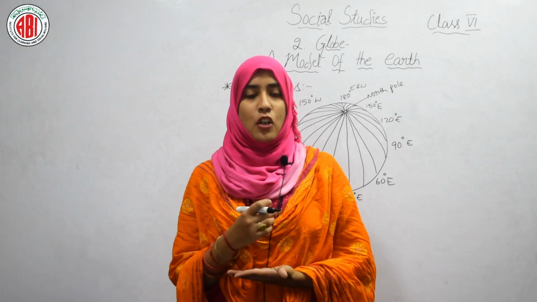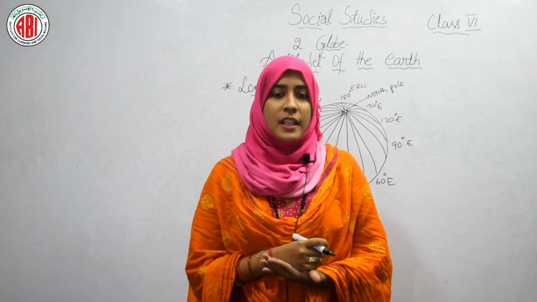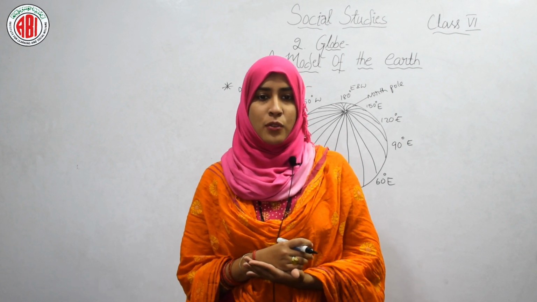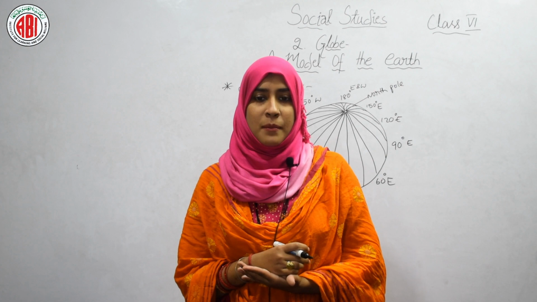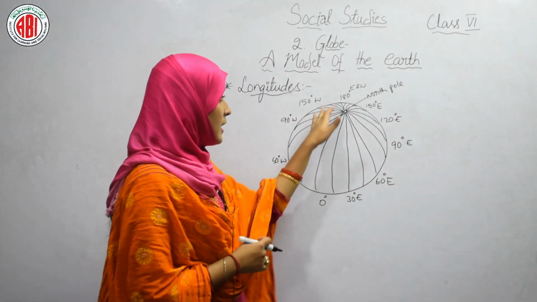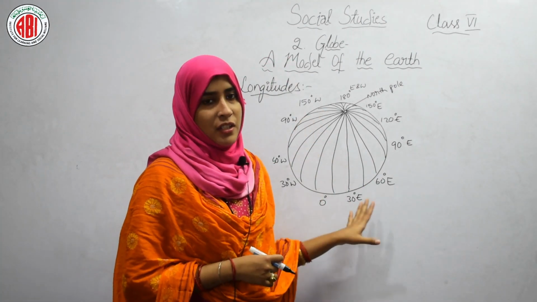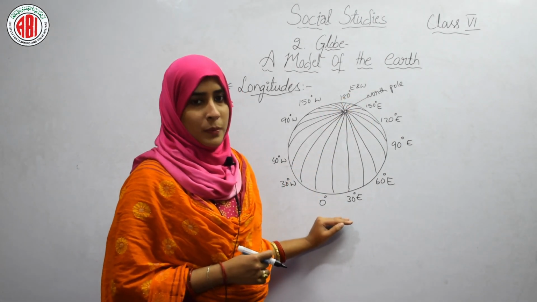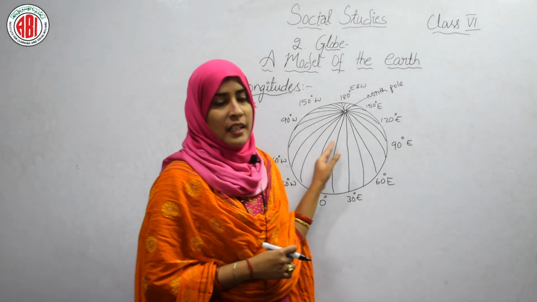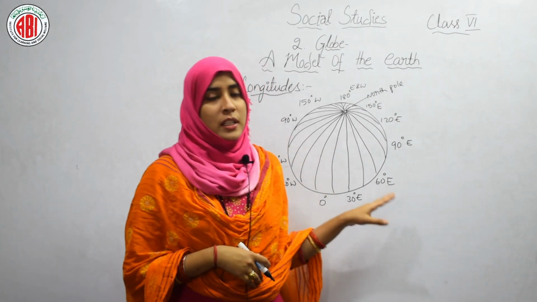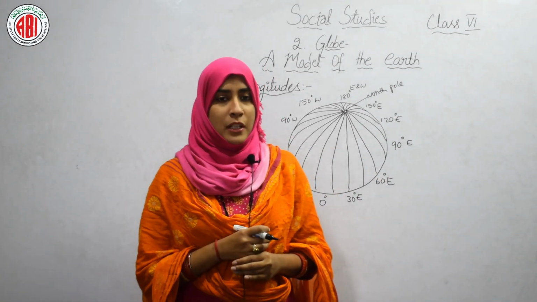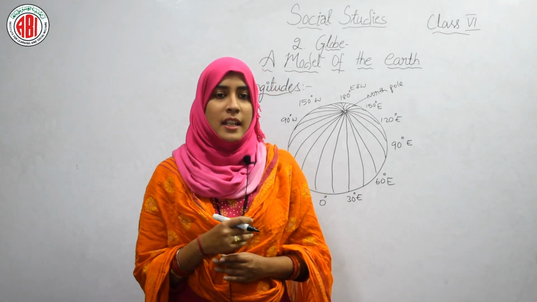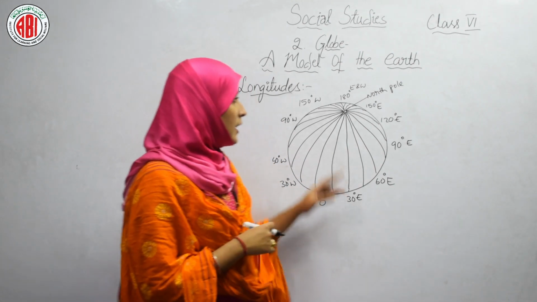Let's discuss the longitudes of the earth. These imaginary lines run from one pole to the other. Unlike the latitudes, these lines are of the same length. So these are the imaginary lines which run from the North Pole to the South Pole of the globe, and they are unlike latitudes. Why? Because in latitudes we have lines of different lengths, whereas in longitudes the length of these lines is the same.